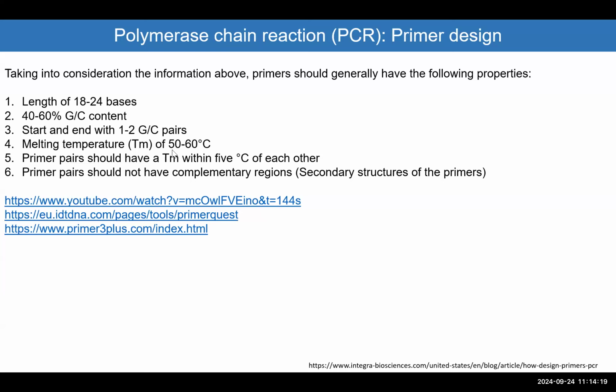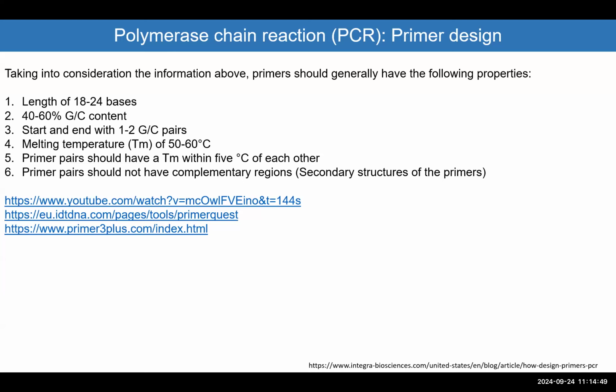The melting temperature is recommended to be between 50 and 60 because that's favorable for DNA re-annealing to take place. And for the difference between the two primers, because we have one forward and one reverse, it's recommended not to be more than 5 degrees. So if one melting temperature is 55, it's ideal to have the other one at 55, but you can play a little bit around it: 57 is okay, 58 is okay.